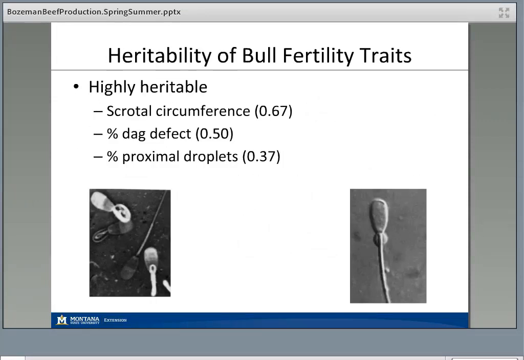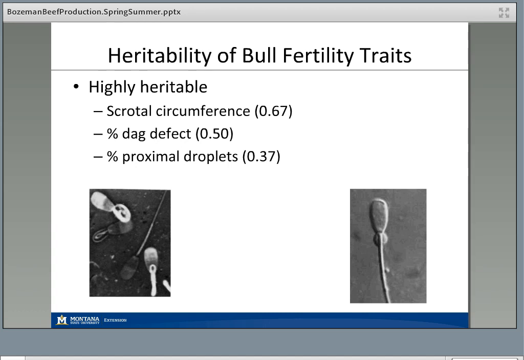Bull fertility traits, some of them, are actually quite heritable. In fact, we could select for those traits. Scrotal circumference has a heritability of about 0.7, which is very high. And then we have some sperm abnormality traits that are also highly heritable.